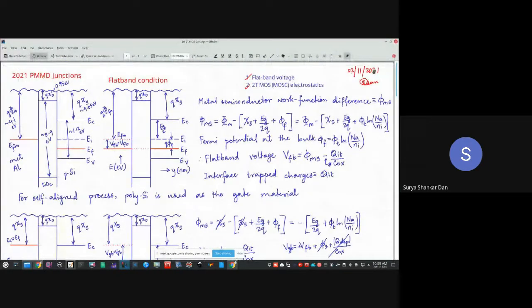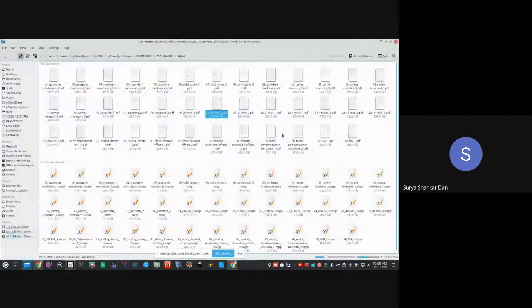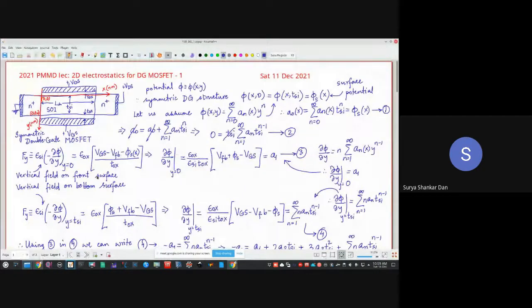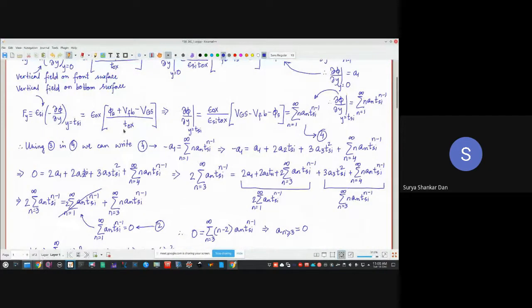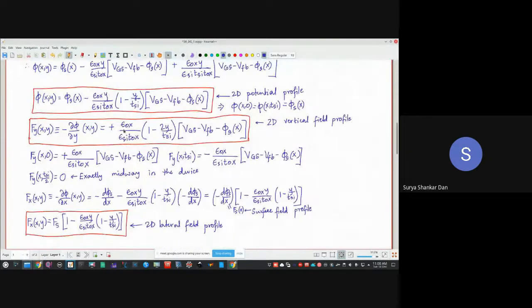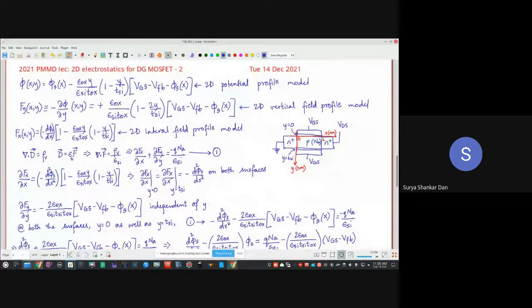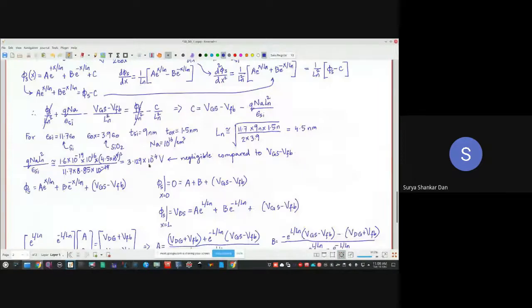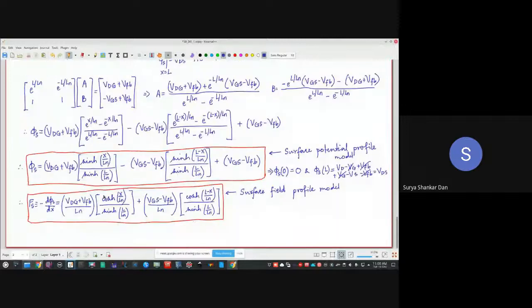Now, in today's lecture, what we have learned is, for the last two, it's slightly more complicated because we are using both the dimensions. So we are not ignoring this del fx del x term as we did for long channel approximation. But we have figured out a technique to solve it. That's the way which we have shown. Finally, we arrived at what? The surface potential model as well as the surface field model.